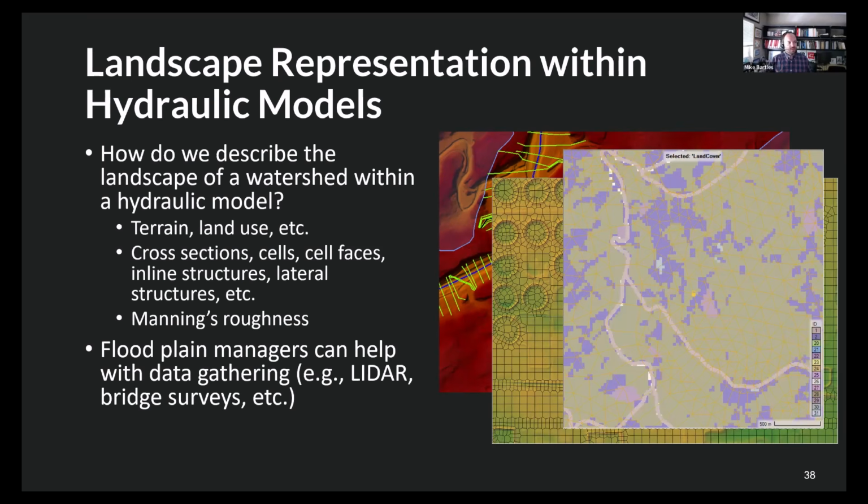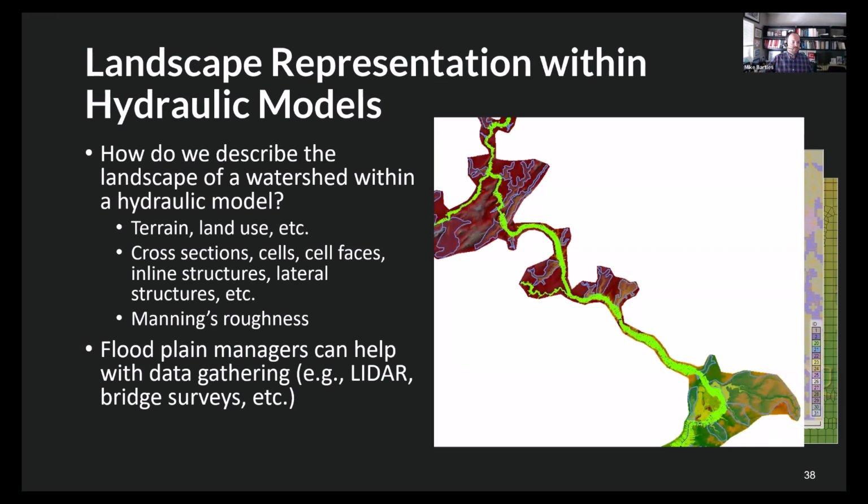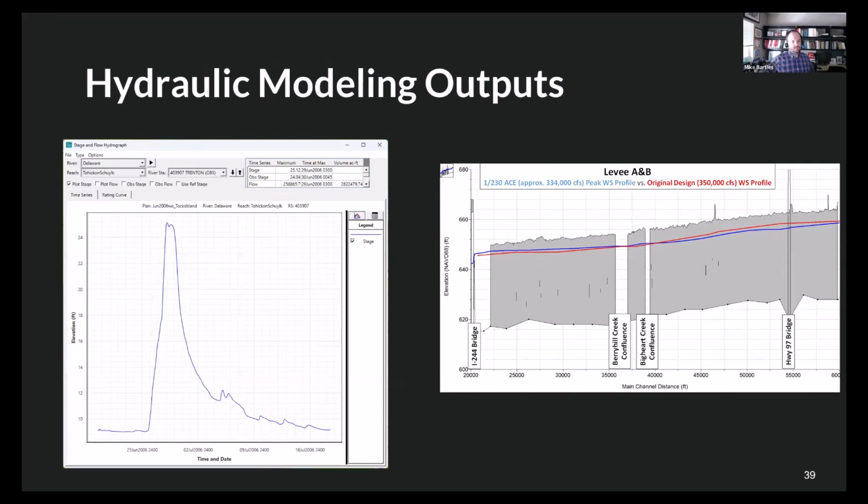But we need other things like roughness estimates as well. So along this channel or along this overbank, this is what the land use is. Maybe it's coniferous forest, and there's a lot of ground clutter, and I should use this roughness estimate along that way as well. You can get a lot of help along the way and offer a lot of help with a lot of different data sources.